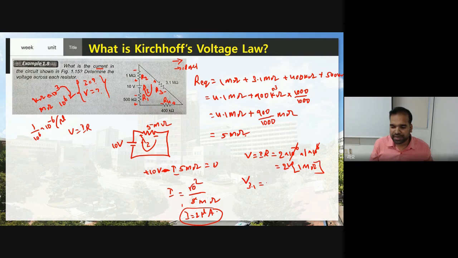Now what is the voltage drop at 3.1 mega ohm? So you need to write V equal to IR. So I means 2 microampere, 10 power minus 6, into 3.1 mega ohm, 10 power 6. Now this 10 power 6 and 10 power minus 6 will get cancelled. So 2 into 3.1, 6.2 volt. Okay, clear.